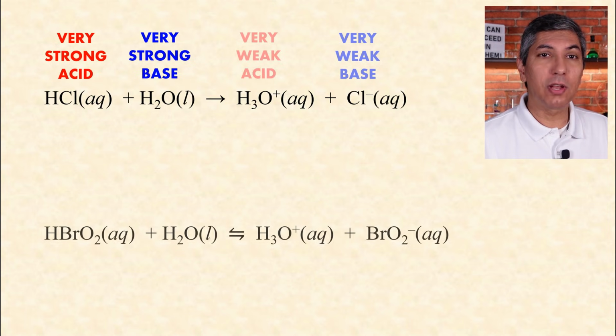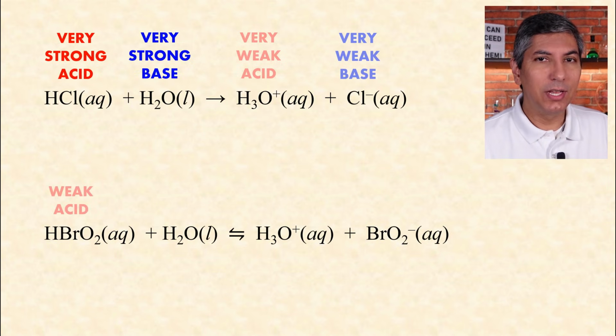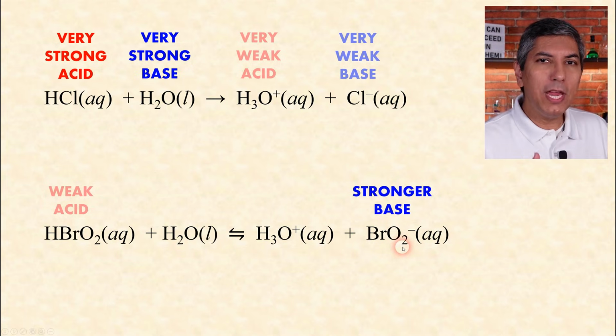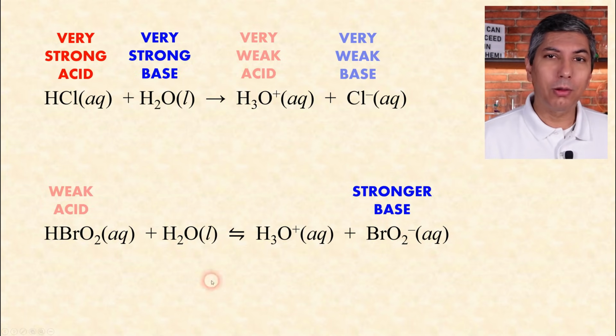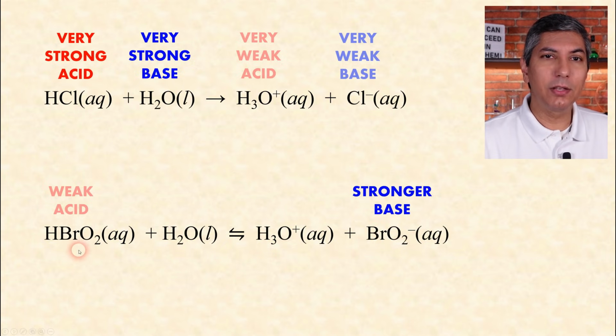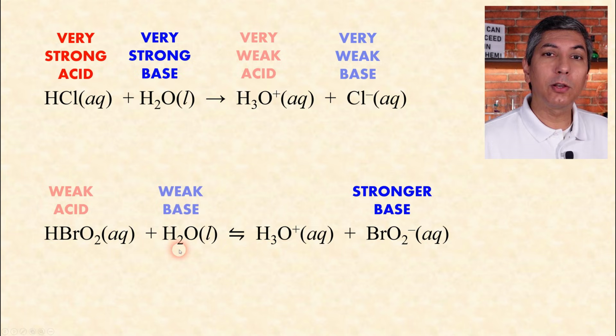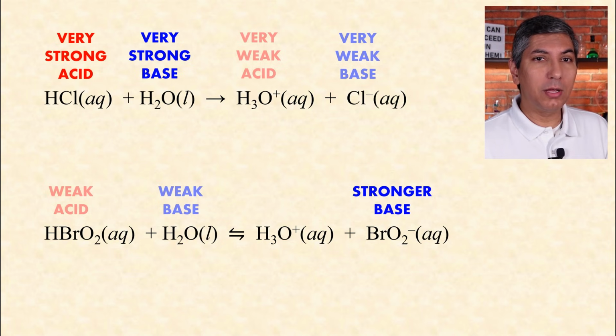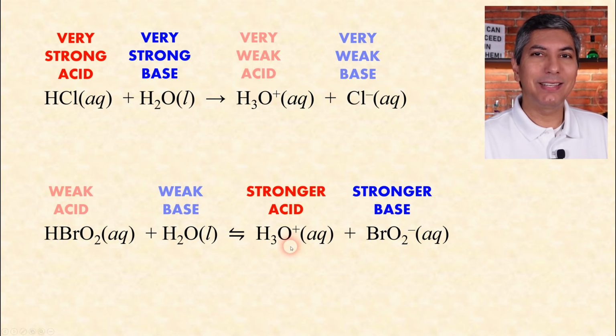What about the reaction of a weak acid like bromous acid? Since it's a weak acid, its conjugate base, the bromite ion, must be a stronger base. Remember, the weaker the acid, the stronger its conjugate base. And since bromous acid is a weak acid, water must be acting as a weak base in this reaction, because it's not accepting very many protons. Hydronium must be a stronger acid in this reaction.